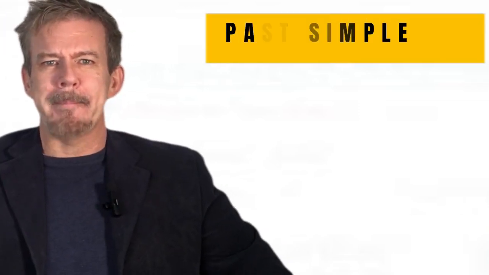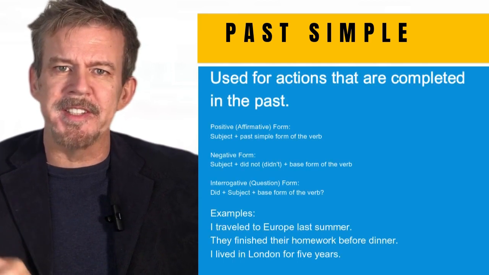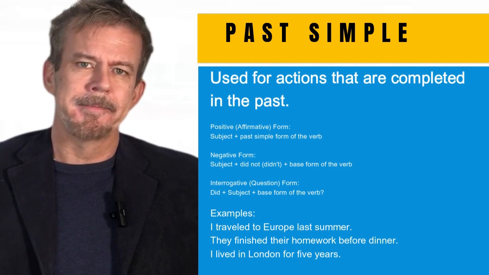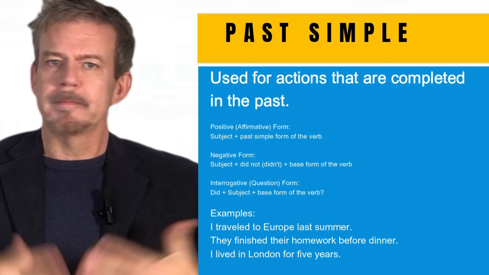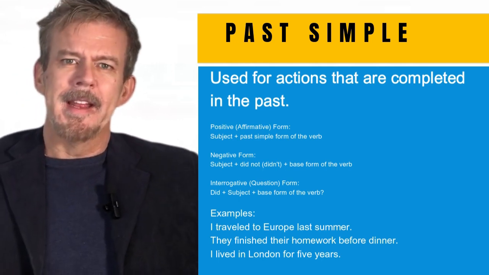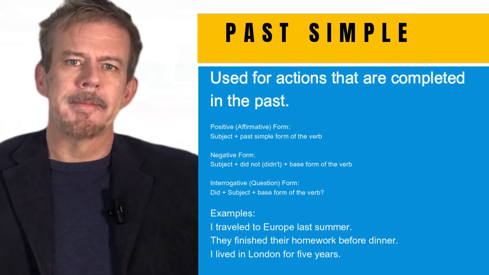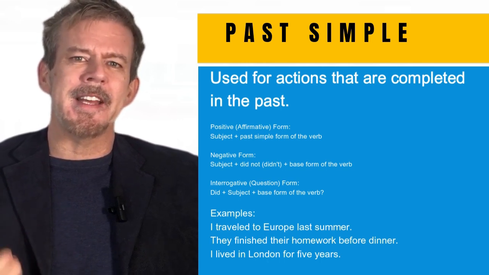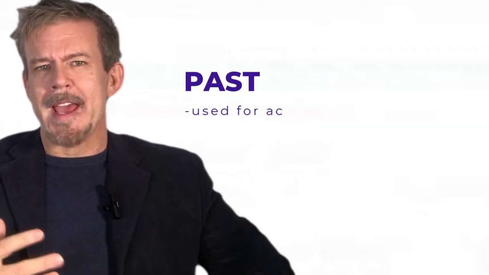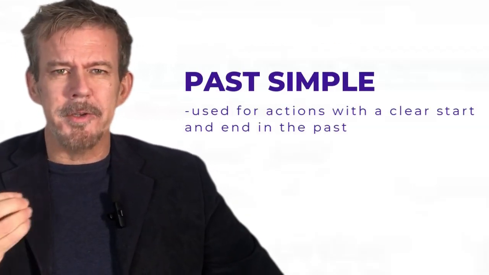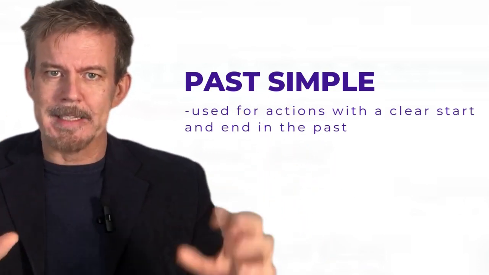Okay, moving on to past tenses, beginning with past simple. Past simple is used for actions that are completed in the past. I traveled to Europe last summer. It's finished. Finished traveling. Or they finished their homework before dinner. Homework is complete. I lived in London for 5 years. Finished living there. I moved. So again, past simple is used for actions with a clear start and end in the past.